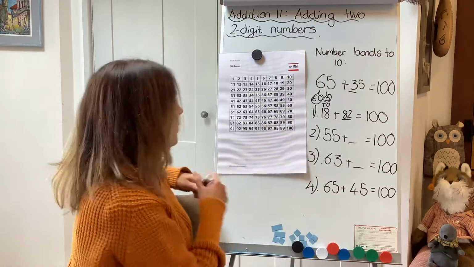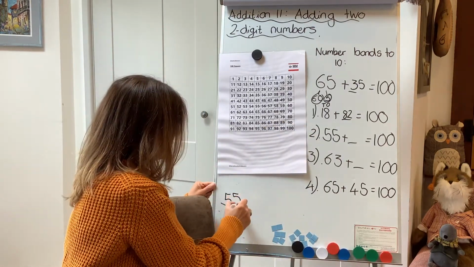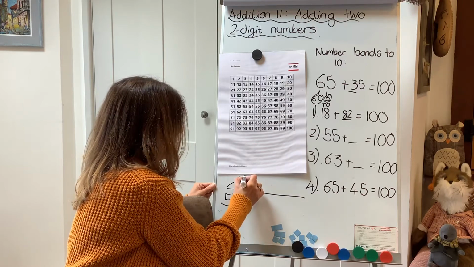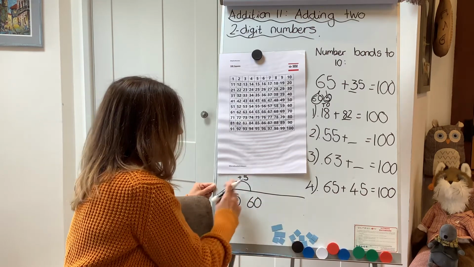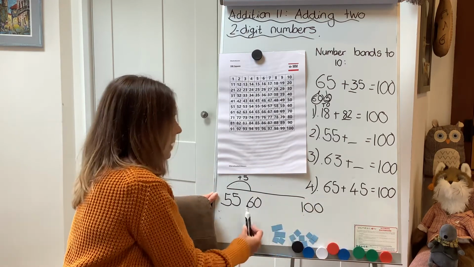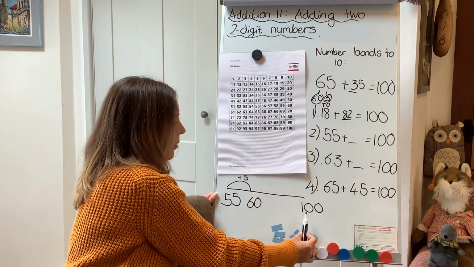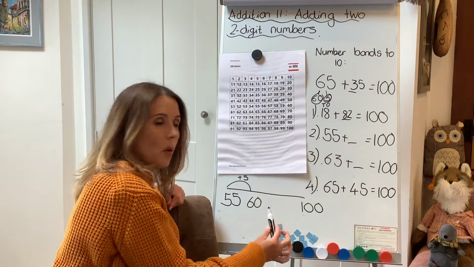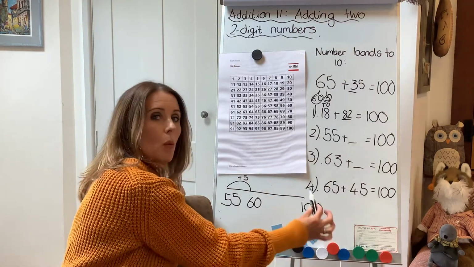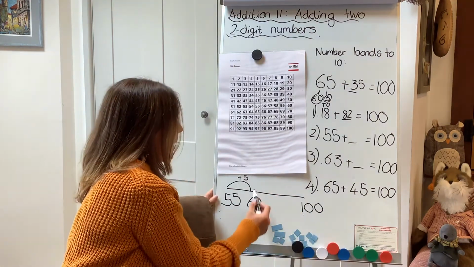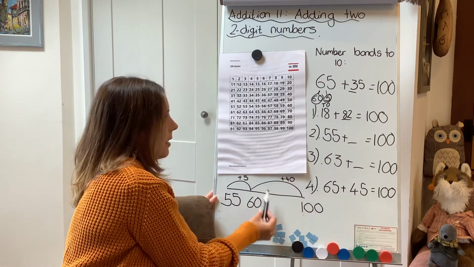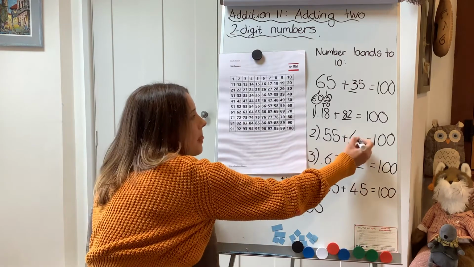So if we start off with 55, we can count on to the next multiple of 10, which is 60. So I've added on 5, and then I can know that 6 and 4 makes 10. So 60 and 40 will make 100. So I can add on 40 like that. So it makes 45.